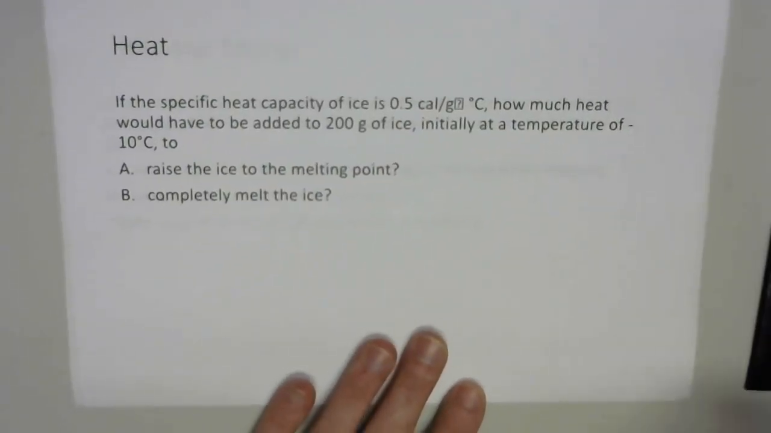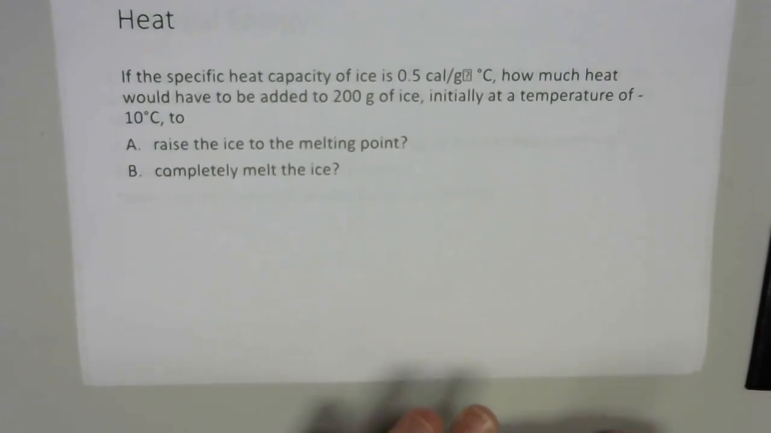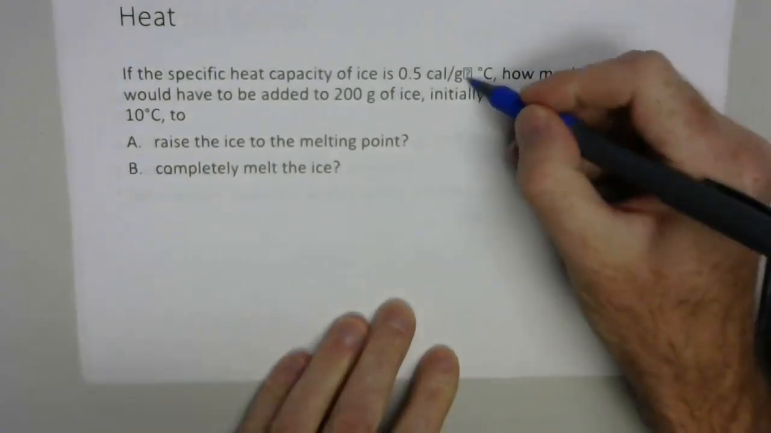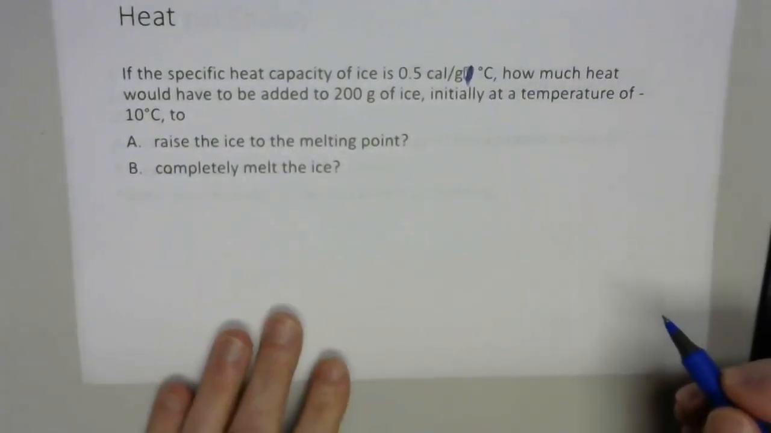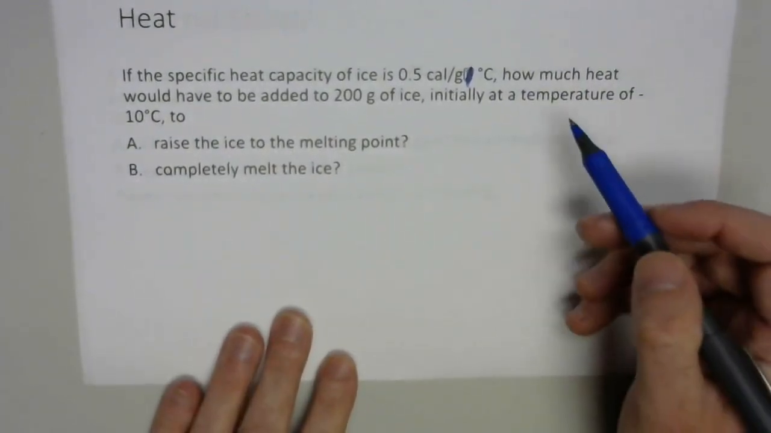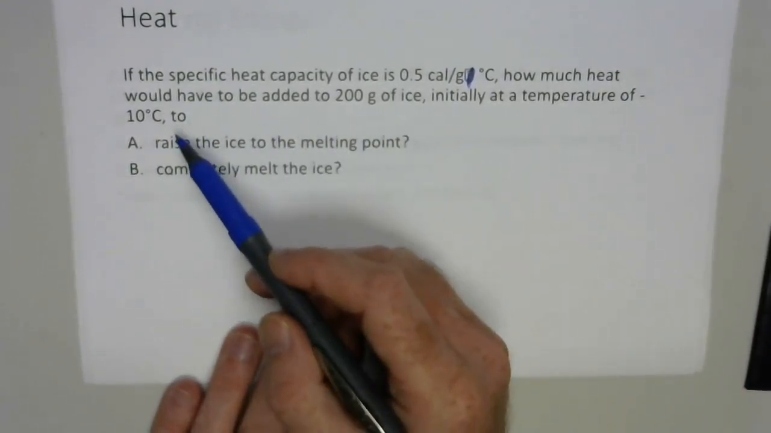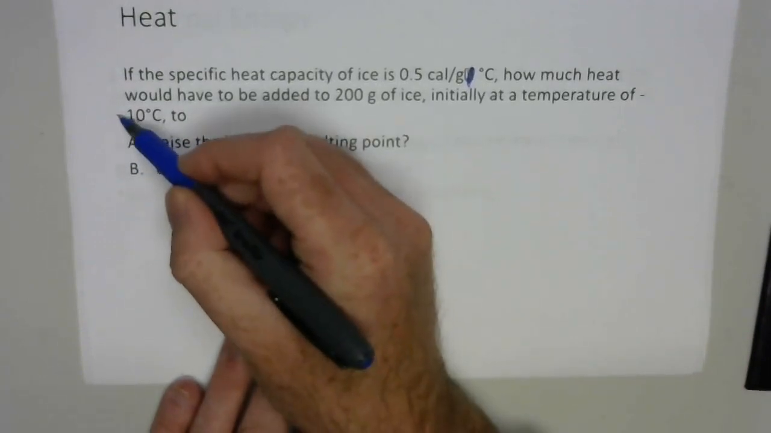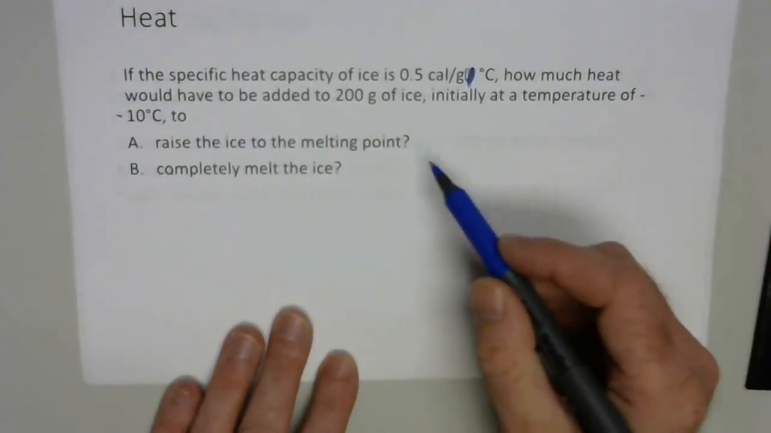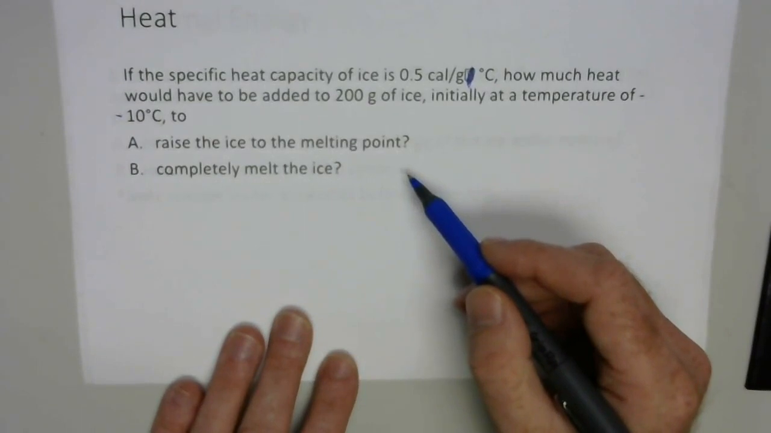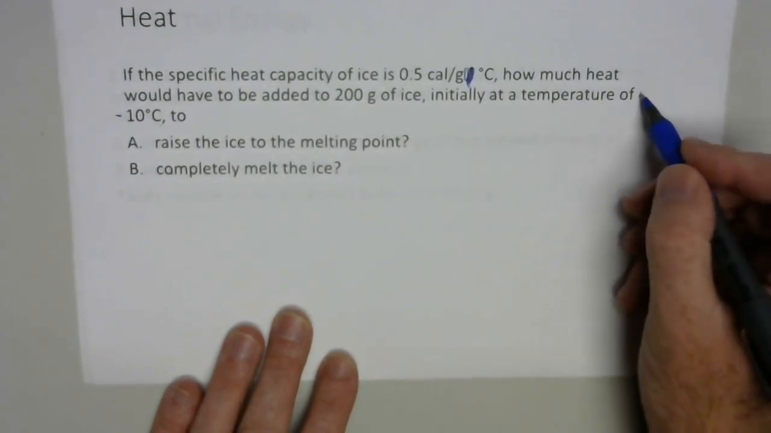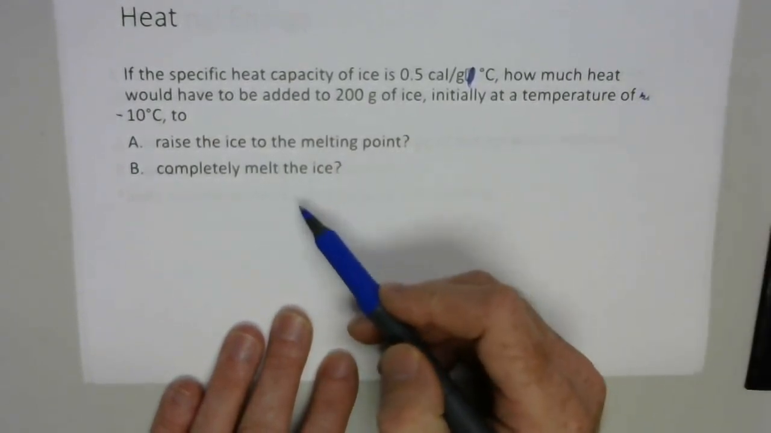What about heat? So we want the specific heat capacity of ice, which is 0.5 calories per gram degree Celsius. How much heat would have to be added to 200 grams of ice initially at negative 10 degrees Celsius to raise the ice to the melting point and to completely melt the ice?